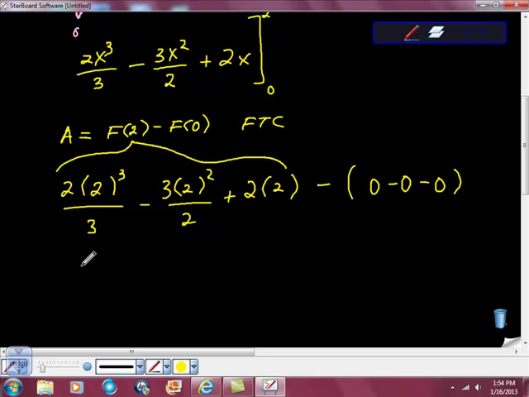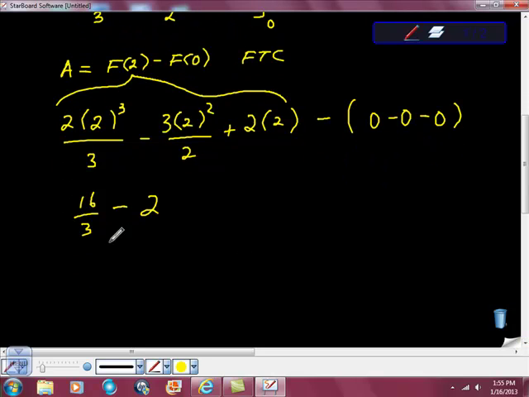I'm going to try to simplify this a little bit. We're going to get 16/3 minus 12/2, which is 6, isn't it? Plus 4. Negative 6 plus 4 is negative 2. I'm just cleaning this up, negative 2. I'm going to turn this into thirds. So 2 in the form of thirds would be 6/3. And 16/3 minus 6/3 is equal to 10/3, which equals the area.